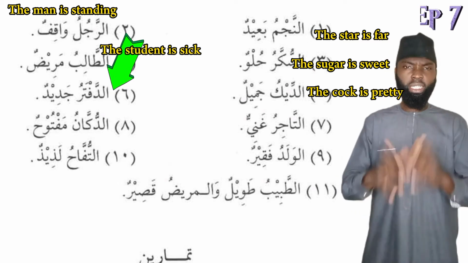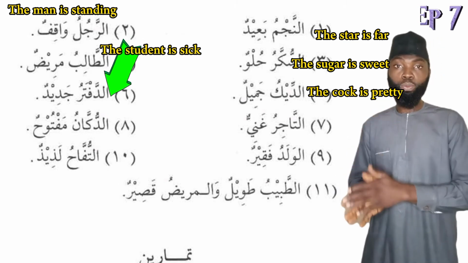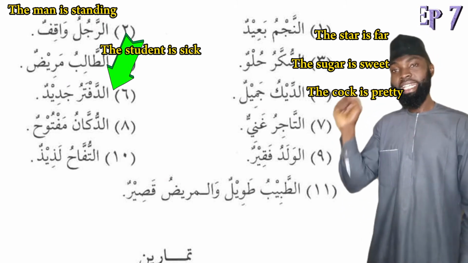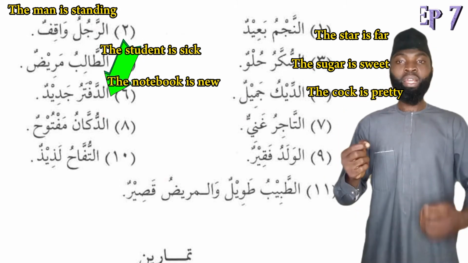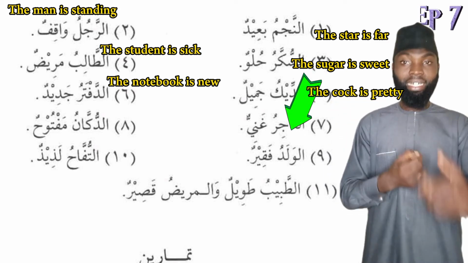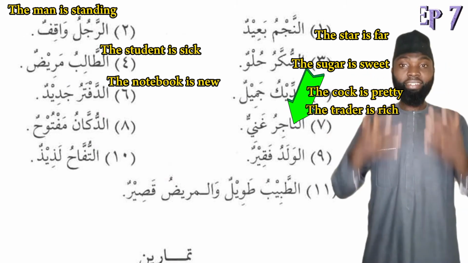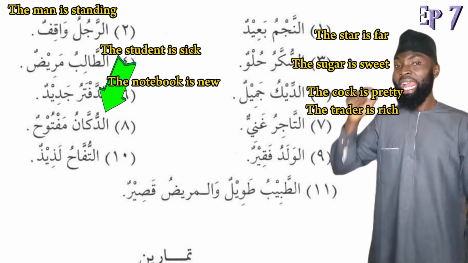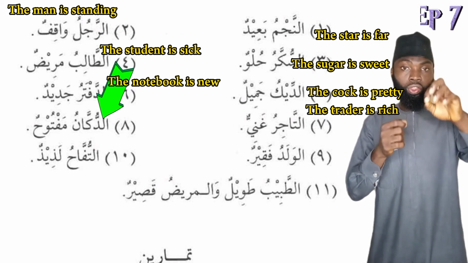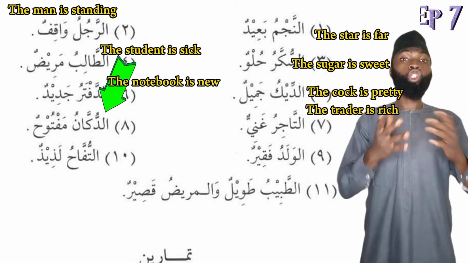Ad-daftaru jadidun. Ad-daftaru simply means a notebook. Sometimes ad-daftaru is used for notebook and al-kitabu is used for a textbook. Ad-daftaru jadidun. The notebook is new. Then we have at-tajiru ganiyun. At-tajiru, a merchant, a trader. Ganiyun is rich. The trader is rich. And we have ad-dukanu. All of the words after the alif and lam now have shadda on top of the first letter. Ad-dukanu maftuhun. The shop is open.